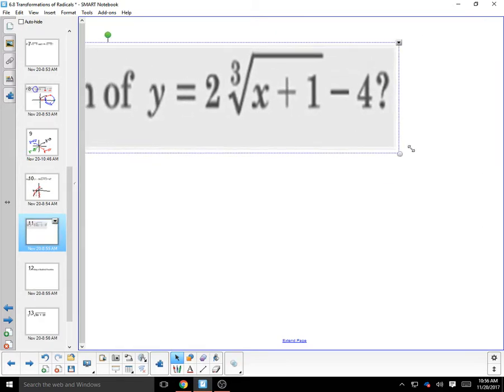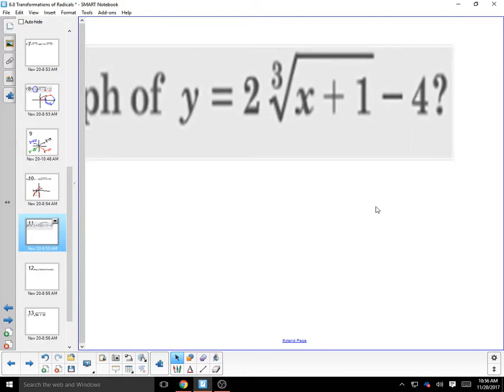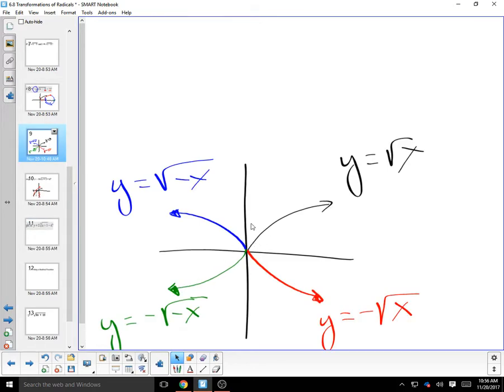Now, this one's a little bit different. I don't know if you guys have seen a cube root graph. I have never shown you what a cube root graph looks like. It looks like two square roots. Let's go back to here. It looks like this black part with the green part. Do you see it? It has both ends to it.